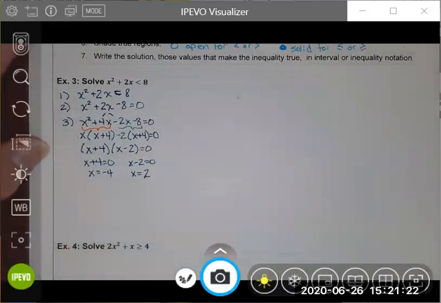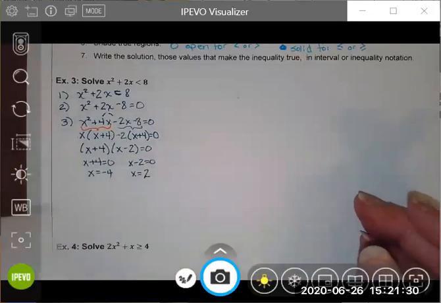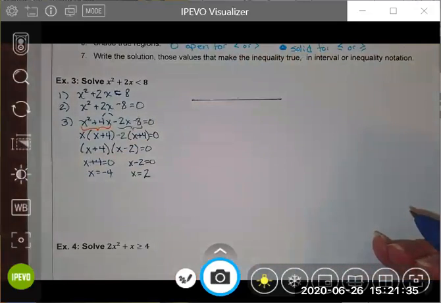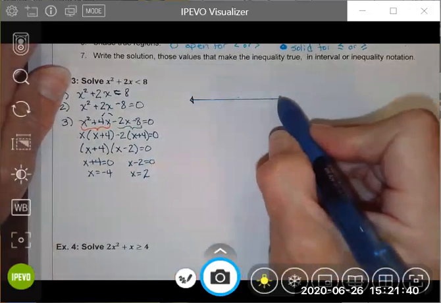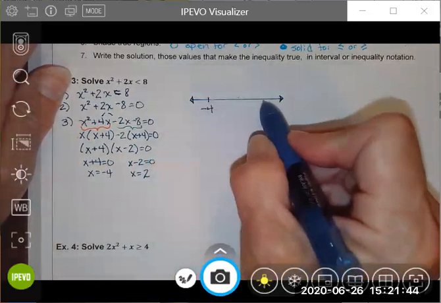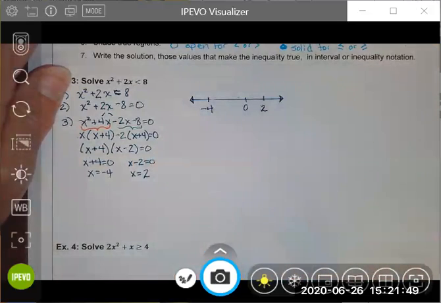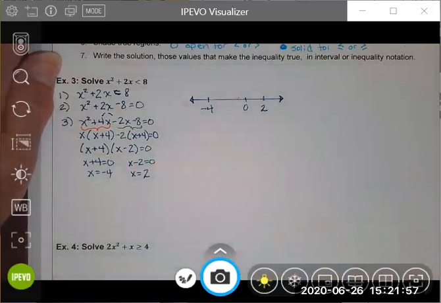What do I do next? The next thing I do is plot those solutions on a number line. I don't draw the world's straightest line, so I'm going to borrow a little card to give me a straight line. I am going to plot my two solutions on here. And again, you are the gods and goddesses of your number line. You can put the solutions anywhere you want. I am going to put 0 in here because I love 0. It is a great test point, and you'll see why in just a moment.